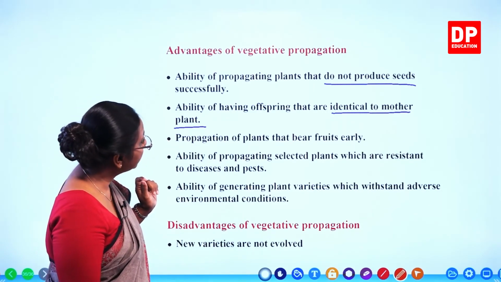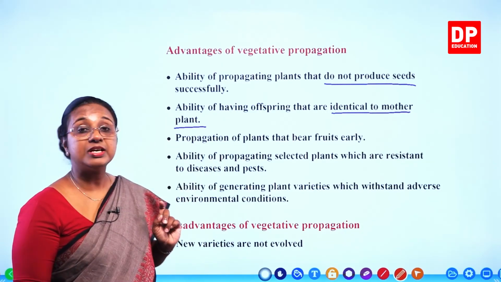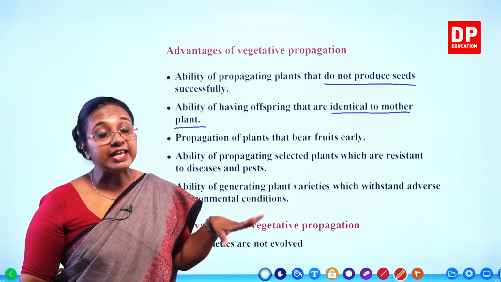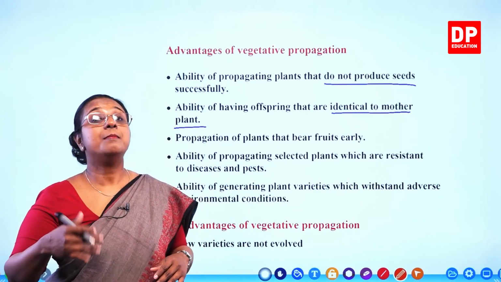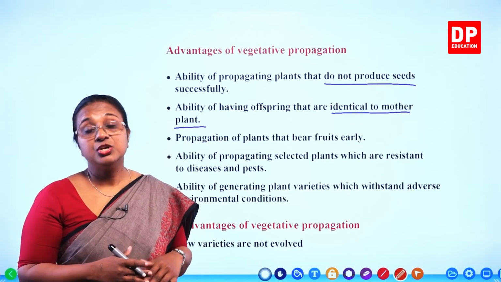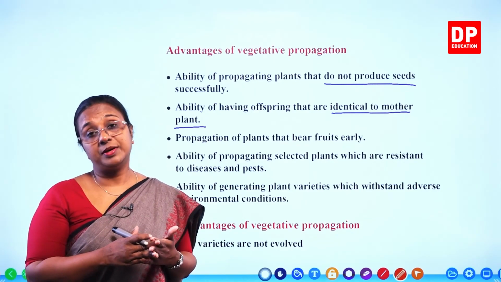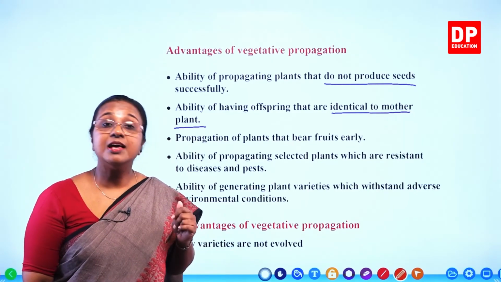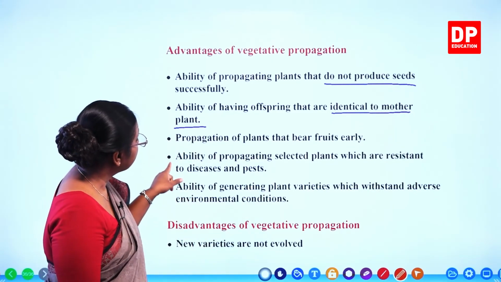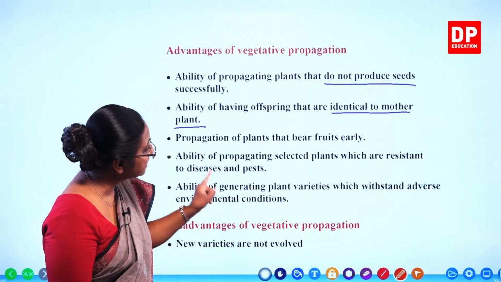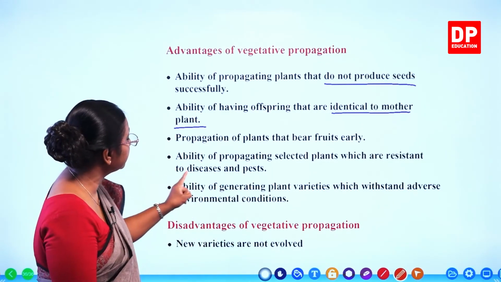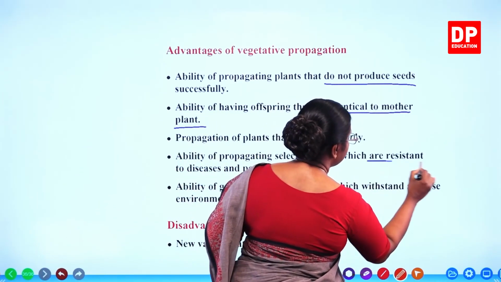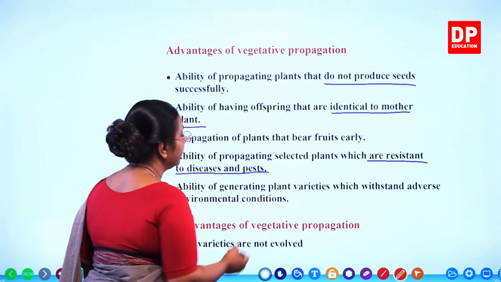Then, propagation of plants that bear fruits early. Now, there are some plants that bear fruits early. So, they carry out the sexual reproduction, but at a very early stage. So, thereafter, if you want to propagate them, then we can use one of these methods, the vegetative reproduction method. Then, ability of propagating selected plants which are resistant to diseases and pests. So, that is again another thing.